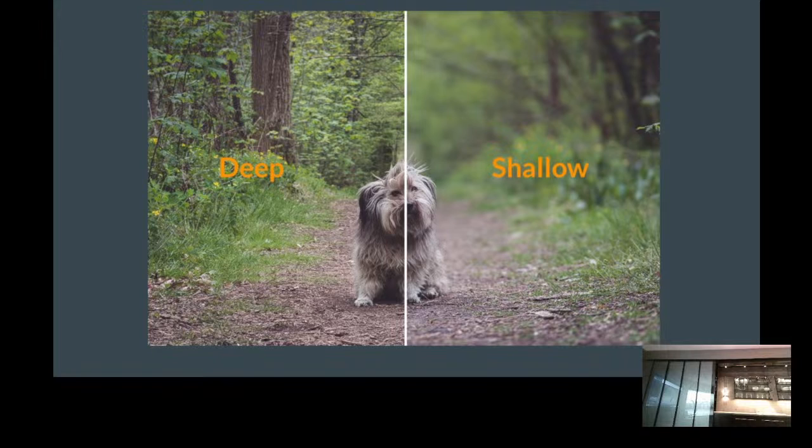On the flip side of that, the shallow realm, we have a blurred out background. We can't see much of the background. However, the dog appears to be lighter in color and in texture than its left side opponent.